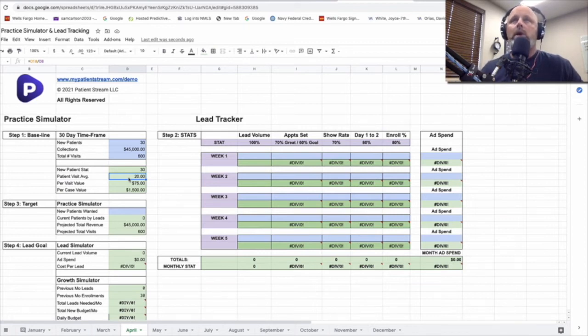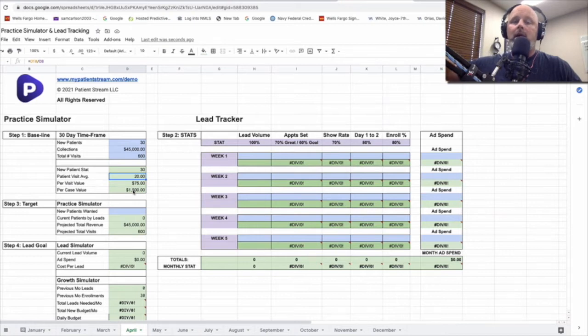But in this case, we're looking at 20 visits, which is the average number for your practice right now, okay? And anything above 16 is considered good, so 20 is looking good. Your per visit value is $75, and then your per case value is $1,500, okay? So this is really cool. This, again, is just here to establish a baseline. Now, the whole idea of knowing this information is to be able to use it to grow your practice.